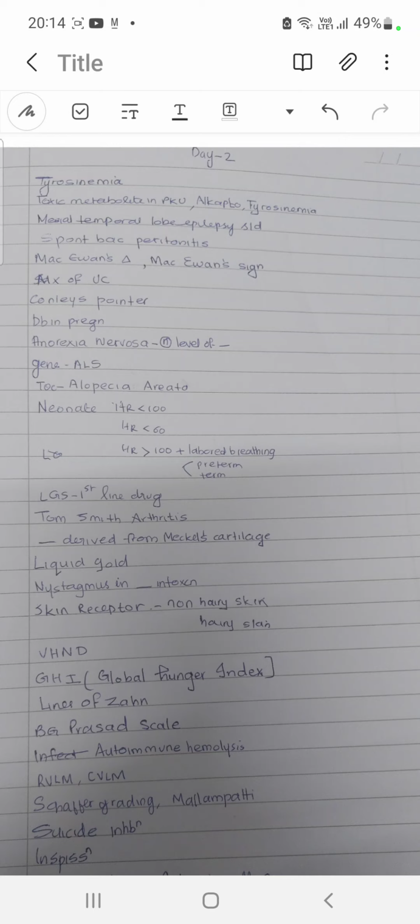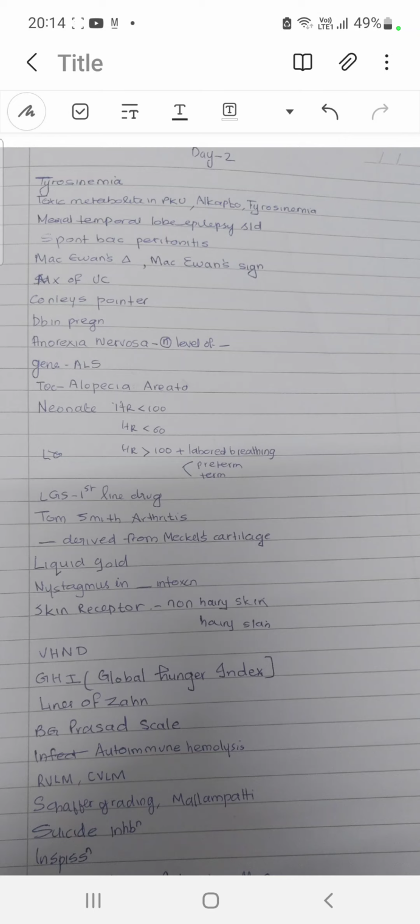McEwen's triangle, what is the superior boundary? That is supramastoid crest or inferior temporal line. And one is along the external auditory canal. And one is a tangent drawn to that. McEwen's sign is in alcohol.